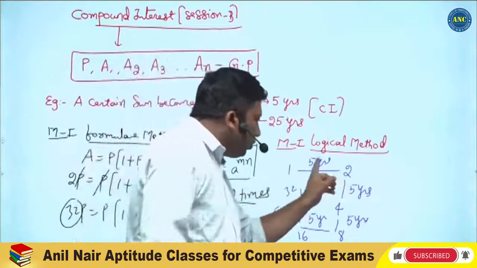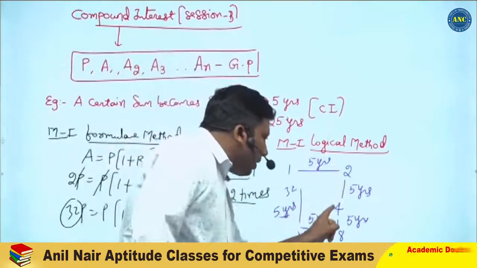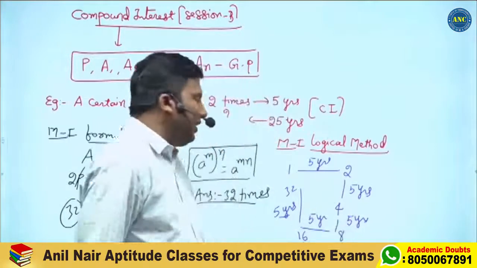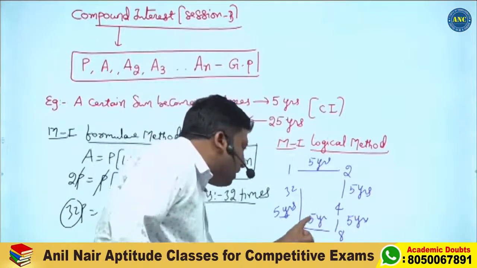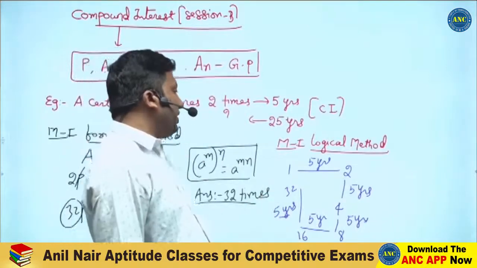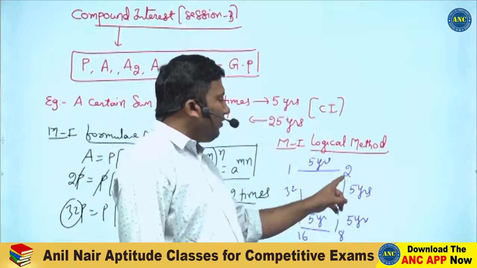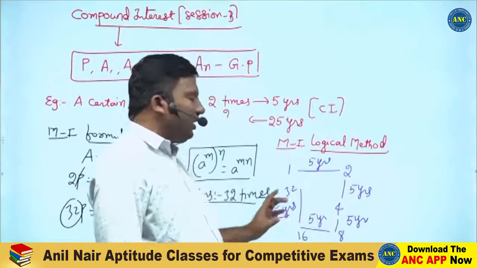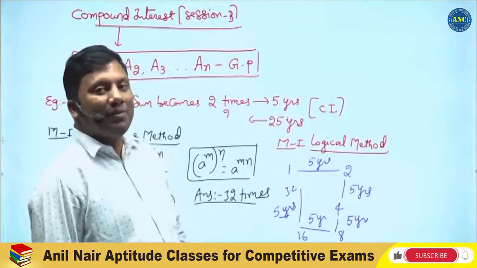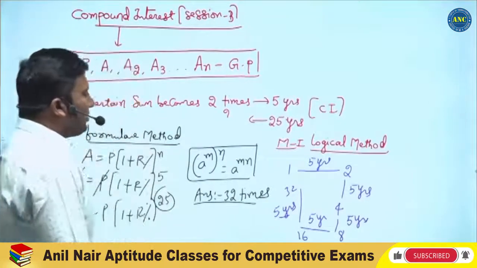1 is becoming 2 in 5 years. 2 is becoming 4 in 5 years. 4 is becoming 8 in 5 years. 8 is becoming 16 in 5 years. 16 is becoming 32 in 5 years. Totally, how many years are over? 5, 10, 15, 20, 25. In 25 years, how many times has it become? 32 times it has become.